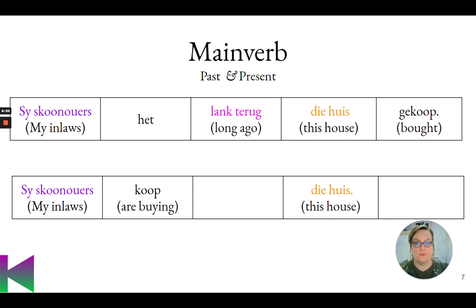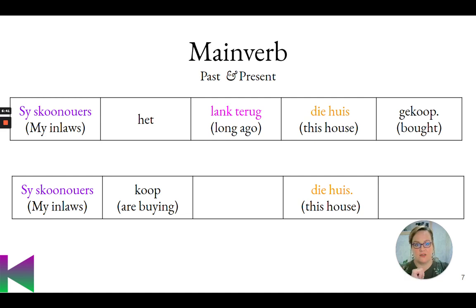So let's look at just sy ouers koop die huis. If you want to put that into past tense, like they bought the house, past tense gets a het and a ge verb. The het goes to the verb one place, the ge verb goes to the end, and you can add a time word. If you know when they bought it, you could say, okay, long ago, or you can say Monday or in June or whatever that time word is. But if there wasn't a time word, it's fine. Sy skoonouers het die huis gekoop. They bought the house. That's it. But you just want to add the time, like when they bought it.